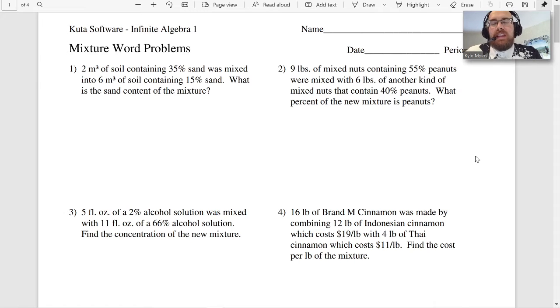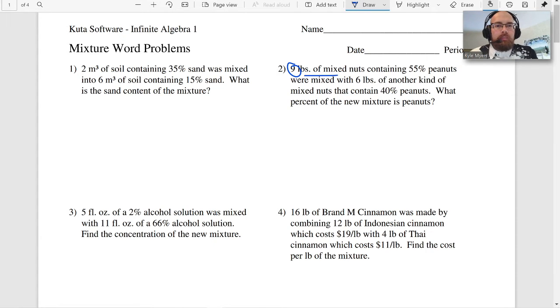This is the second half of the mixture word problems worksheet. You're going to do all of the evens, and we've already done all of the odds. I'll put that video in the description below, as well as at the end of the video, so you can check that out. Let's go ahead and dive into number 2.